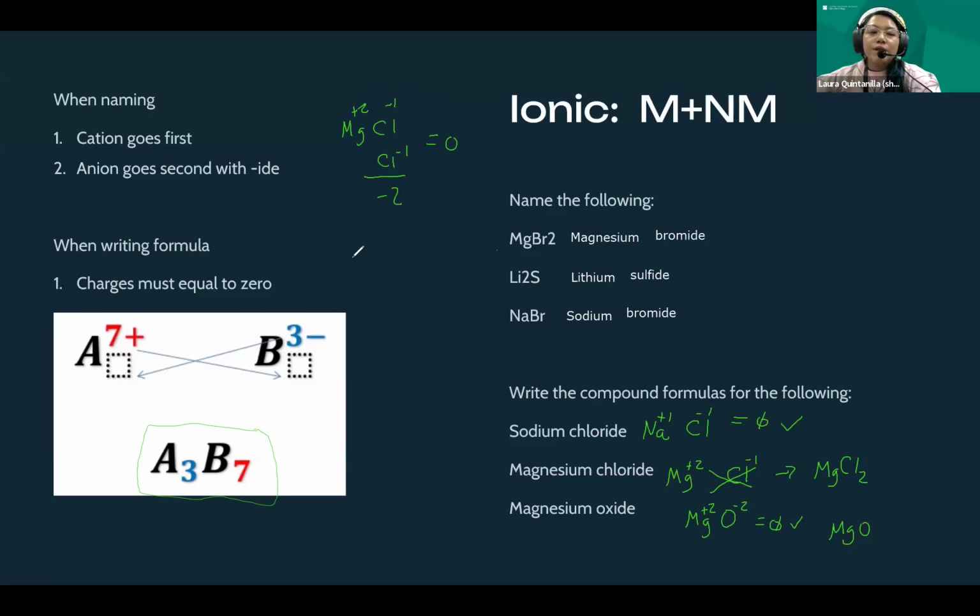Your final formula will be MgCl2, and together that will equal 0. So this was a +2 and a -1. If you multiply these two together, the 2 times the -1, that will give you the -2. And then this plus this equals 0. So the shortcut works out, but this is why it works out. That's to save you time, but you do need to understand why it works.